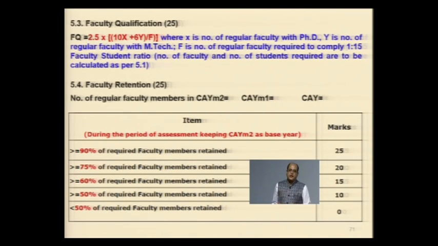How is the retention calculated? NBA accreditation is done on the assessment of the data for 3 years. Out of 3 years, the current year, CAYm2, stands for current assessment year minus 2, which is the base year.